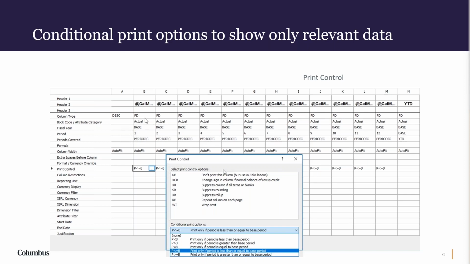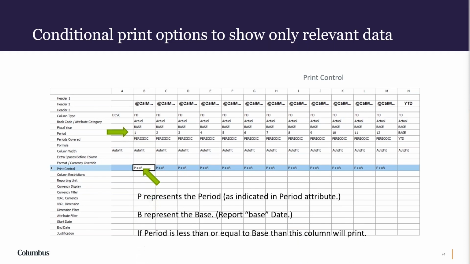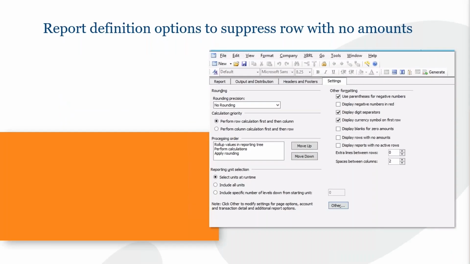As you can see, there are many different options here to fit the requirements of various different reports. The P in the print control formula is defined in the period attribute here. B represents the report period chosen when generating the report. Each column will be evaluated independently and only those that meet the criteria will actually print. I get asked how to do this all the time, so this is a must-have tip.